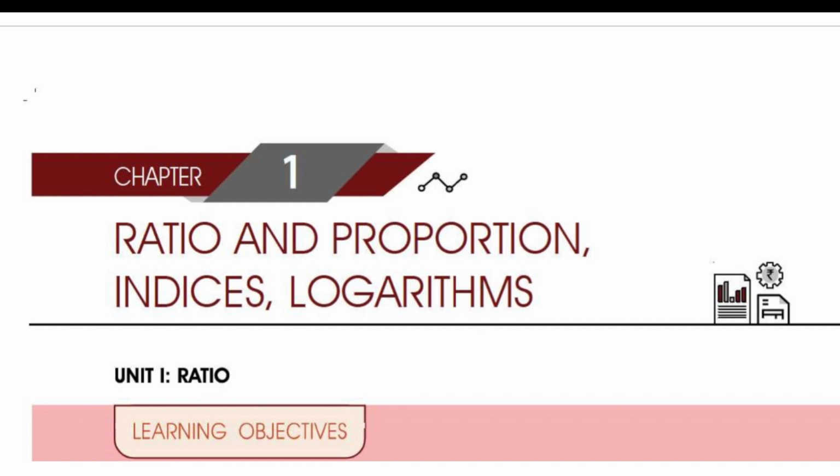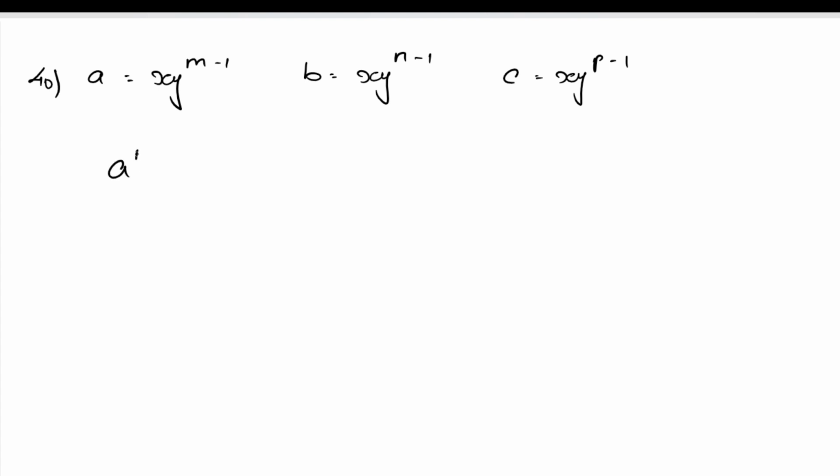So let's start. Question number 40. The question is: given that A is equal to xy to the power m minus 1, B is equal to xy to the power n minus 1, and C is equal to xy to the power p minus 1. Now they are asking us to find a to the power n minus p into b to the power p minus m into c to the power m minus n.